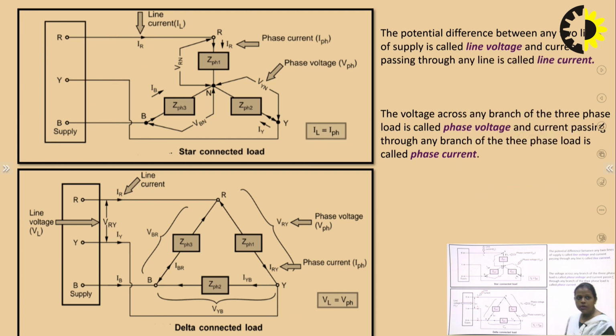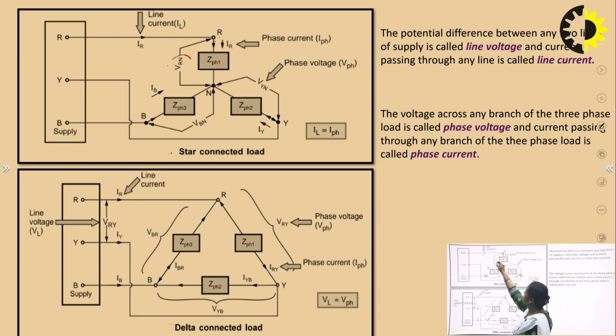So voltage across any branch of the three-phase load is called phase voltage, and current passing through any branch of three-phase load is called phase current. So here, this is our load which is connected in star form, and the voltage across this load is called phase voltage.